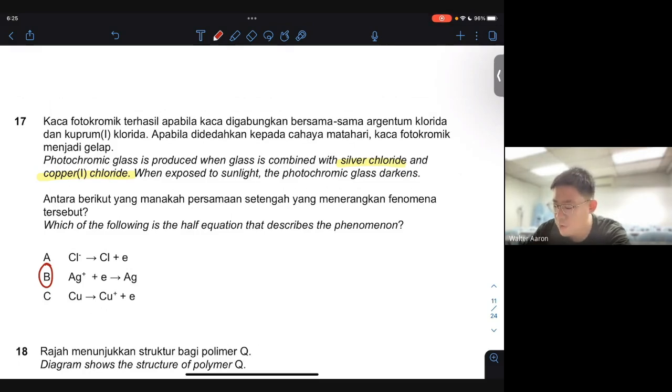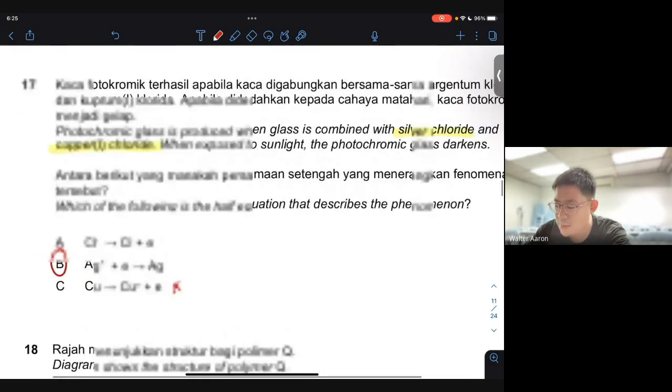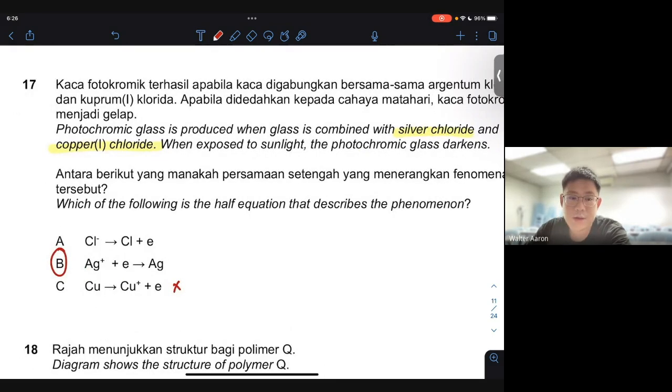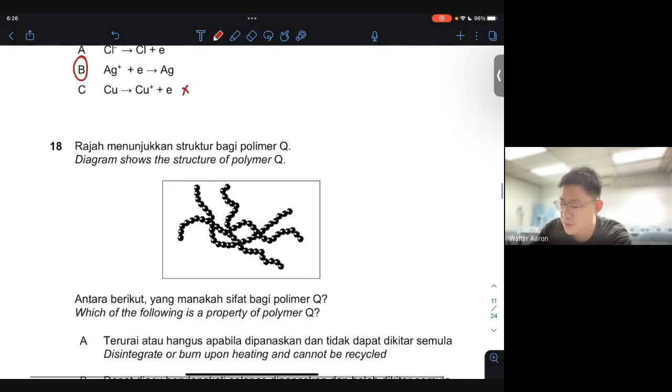So this is nothing related to C, but more towards A and B. However, the equation for A is actually wrong. Why? Because in order to form chlorine gas, you must have Cl2. This one only explains about Cl, so it's not so accurate. Therefore, we'll choose B instead, because it is Ag+, the silver ion, accepting the electrons to form silver atoms.